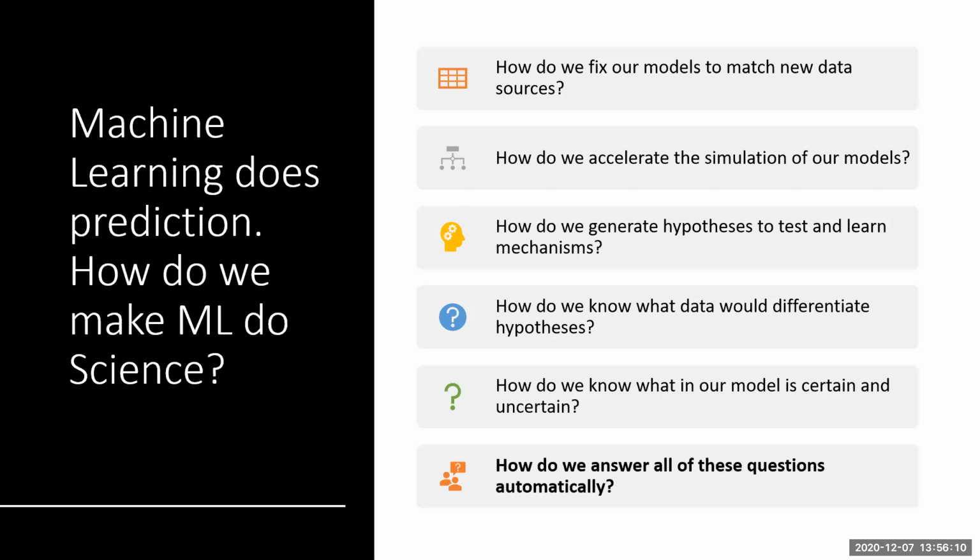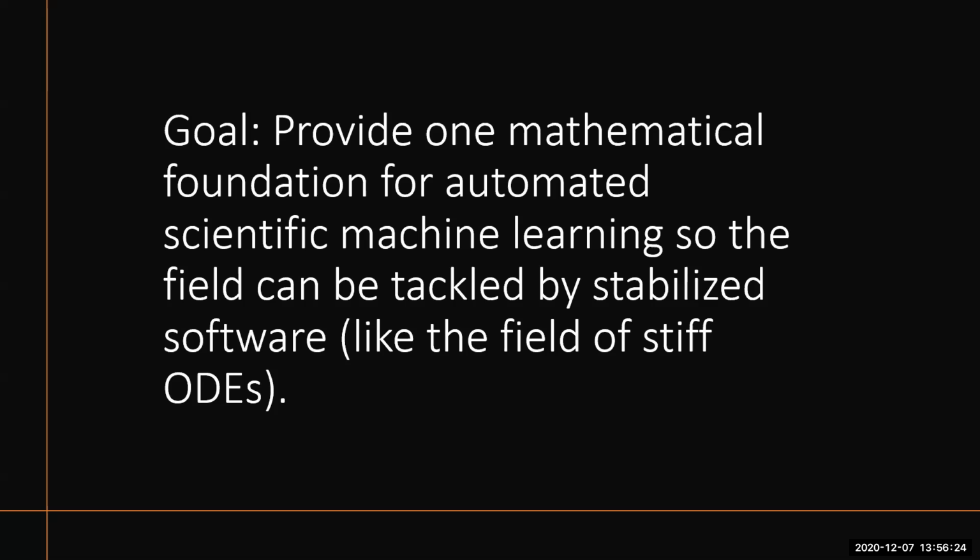These are problems that, when you're trying to do science, you would naturally do with a mechanistic model, and we're trying to figure out how to solve these kinds of problems in a way that has mechanistic models mixed with machine learning. And so the goal here was really to provide one mathematical foundation for automated scientific machine learning, so that the field could have a foundation that is as simple as stiff ODE solvers, right?